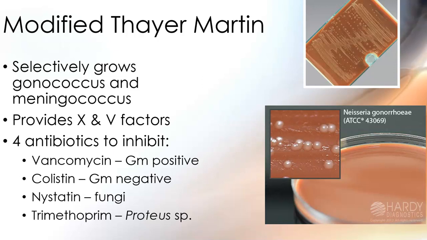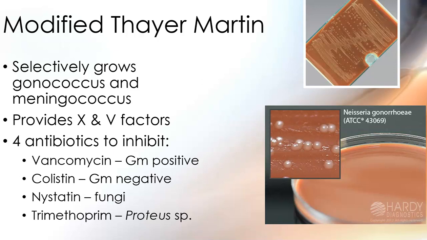Modified Thayer Martin. Modified Thayer Martin, New York City agar, Jembec plates. I think Jembec might be on here too. And plain old regular Thayer Martin. There's something else too, I can't remember what it is. These all are selective for gonococcus. Okay. They will also allow meningococcus to grow on them. We only ever use the modified Thayer Martin when we're looking at genital specimens. Okay. Because we're looking specifically for gonococcus.